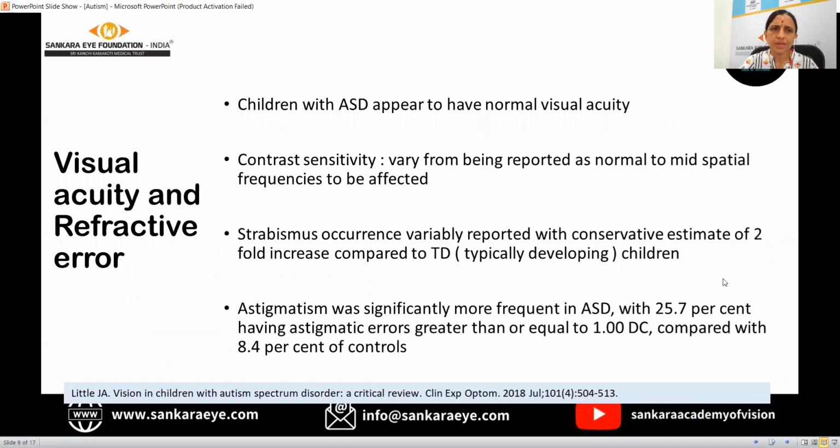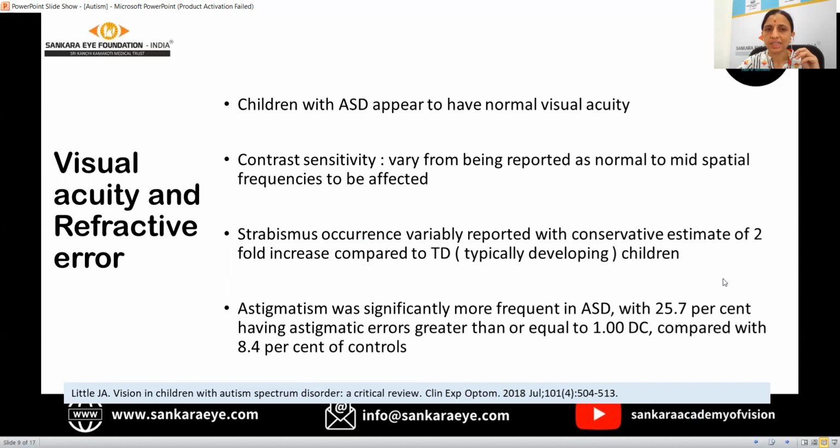Moving on further, when we looked at visual acuity and refractive error, we need to understand the important difference: visual acuity is usually normal. That means these children have the potential to develop normal visual acuity, unlike in other neurodevelopmental disorders, where the ability to gain 100% visual acuity is a little lesser. Contrast sensitivity has been variously reported, some reporting it to be normal, some reporting the mid-spatial frequencies to be affected. And various studies note varying incidences of strabismus in these children, but compared to typically developing children, there is always a twofold increased risk of developing strabismus.